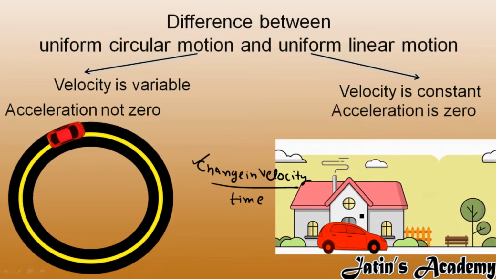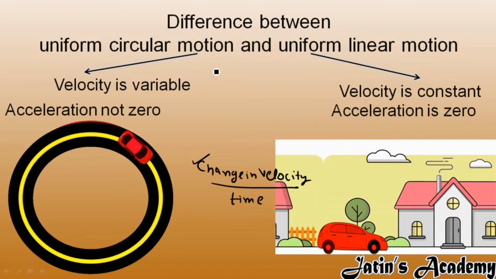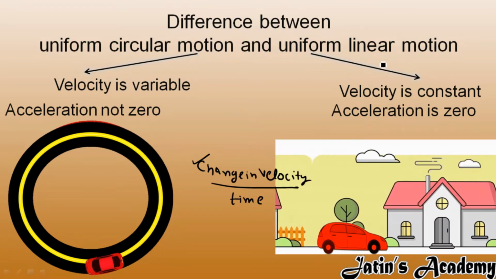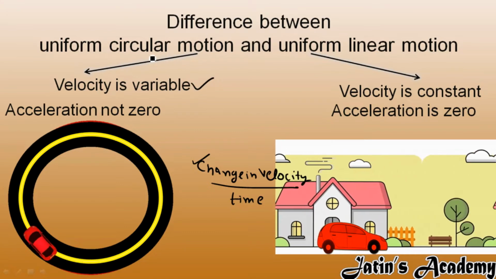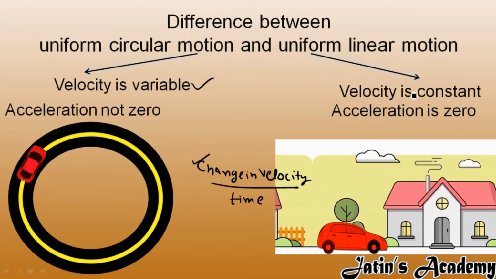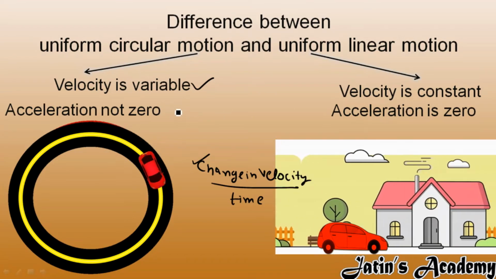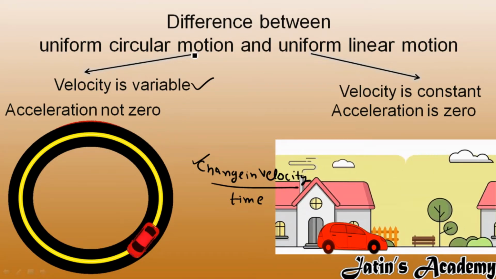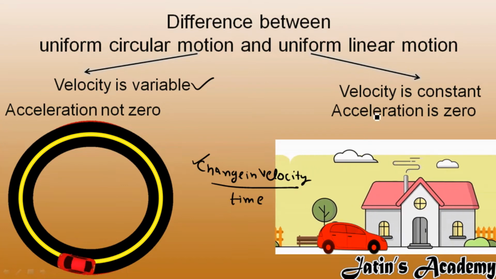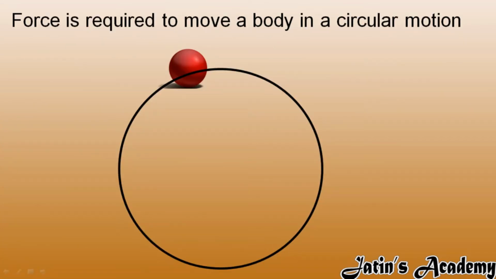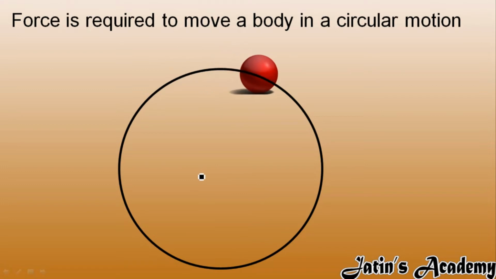So if you talk about the difference between uniform circular motion and uniform linear motion, velocity is variable in uniform circular motion, but velocity is constant in uniform linear motion. Acceleration is not zero in uniform circular motion. Acceleration is zero in uniform linear motion. Clear? Next point we have: force is required to move a body in a circular motion. What is the meaning of this?